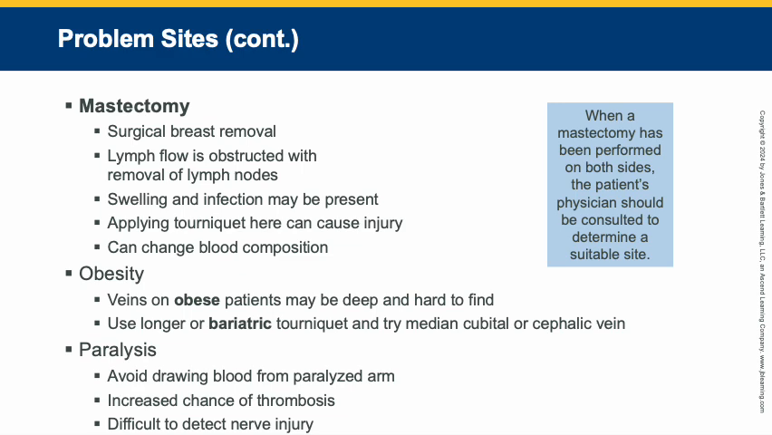Obesity. Obese, which means extremely overweight, patients often present a challenge to the phlebotomist. Veins of obese patients may be deep and difficult to find. Proper tourniquet selection and application is the first step.